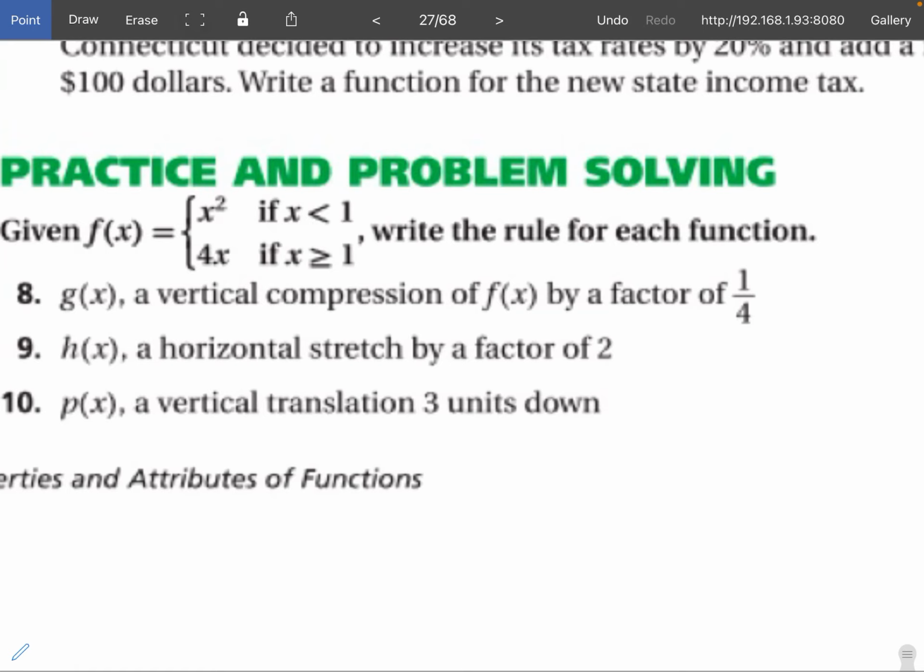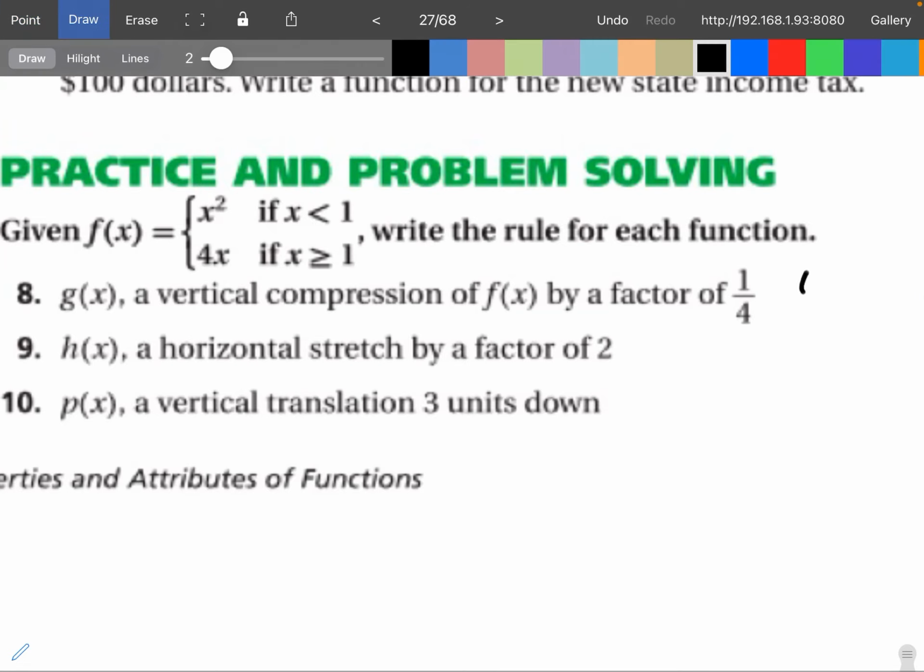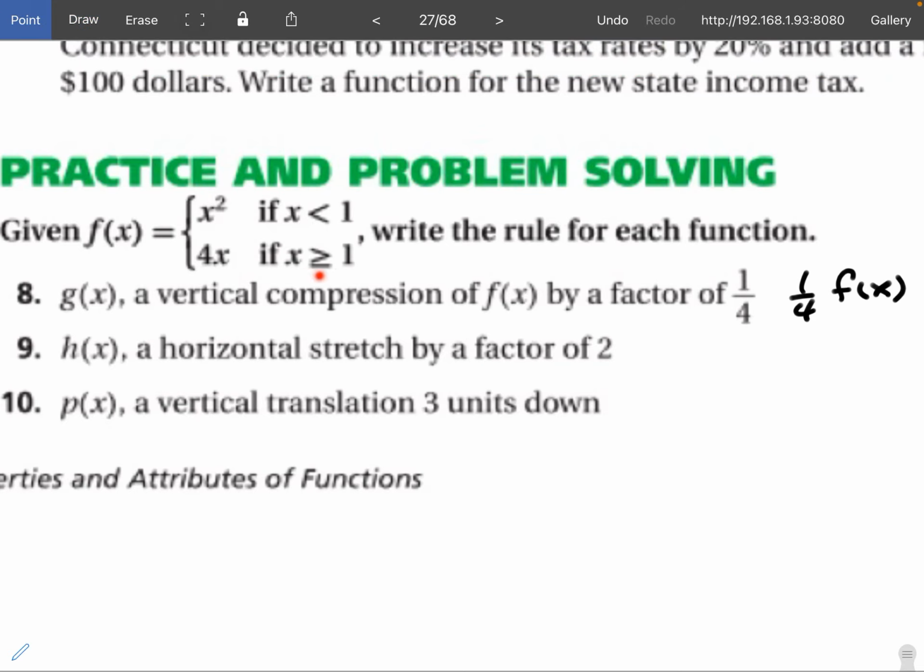And then let's look at 8, 9, and 10. Number 8 says you got to do a vertical compression by a factor of 1/4. On this one, it's going to be on the outside if it's a vertical stretch or compression, and you do not do the reciprocal. They're using f of x again here, so this one is just going to be 1/4 times f of x. Now that is a vertical transformation, so on that one you don't have to mess with these domains. They're going to stay the same. Okay?